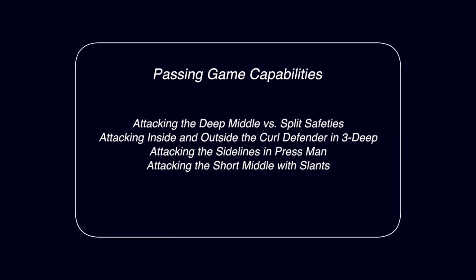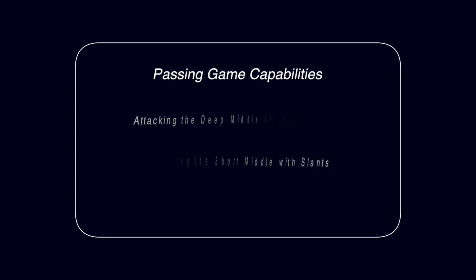Against USC, therefore, we were able to attack a variety of spots on the field against a variety of coverages. We were able to attack the deep middle of the field against a split safety zone coverage. We were able to attack USC's curl defenders both inside and outside when they went 3 deep. We were able to get guys open down the sidelines against press man, and we were able to attack the short middle of the field with slants. For a host of reasons, we didn't see this variety in the earlier games of the season, but if we can continue to develop this kind of diversity and do it with consistency, then we'll make our offense a lot harder to stop.